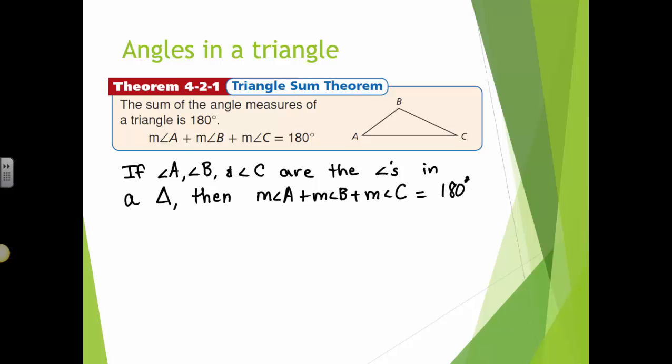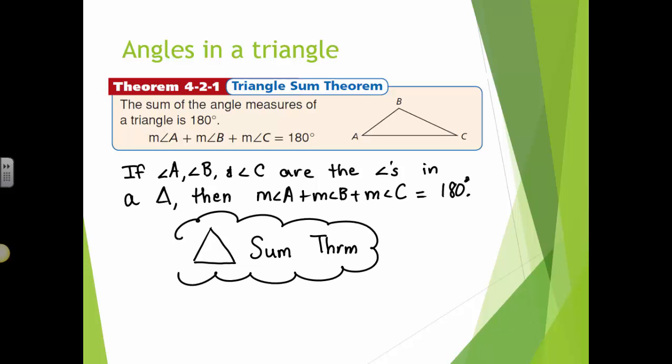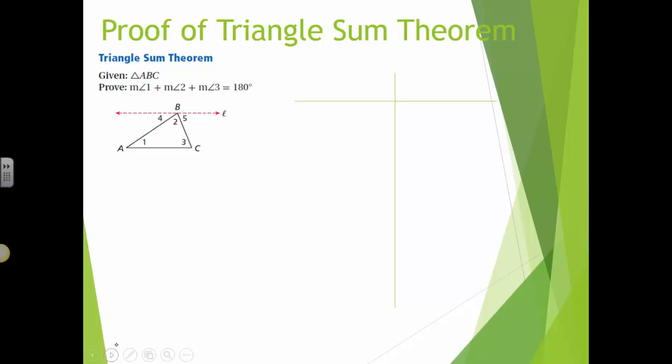That is one of the most important theorems. You will use it a lot when you're talking about the angles of a triangle. Sometimes I will shorten it and just draw a triangle and write "sum" and "theorem." So that's the triangle sum theorem: the angles in a triangle add up to 180 degrees.